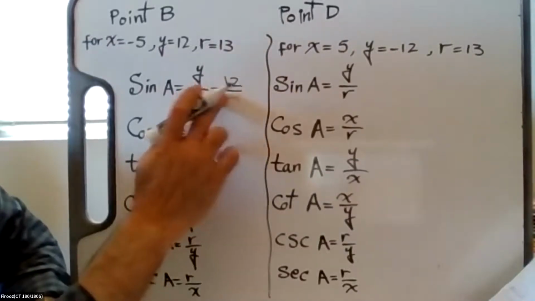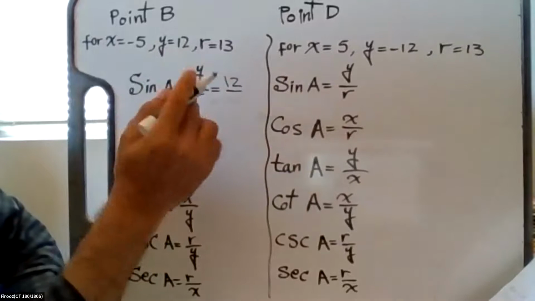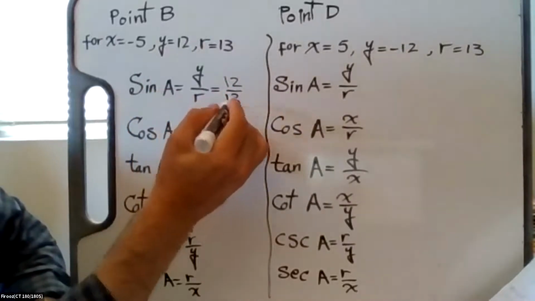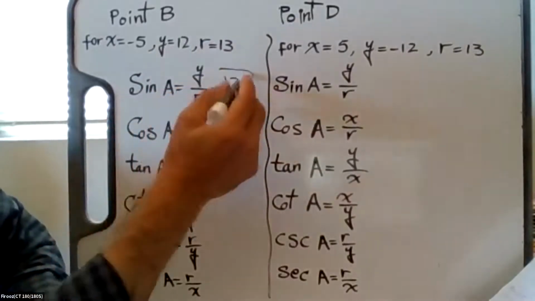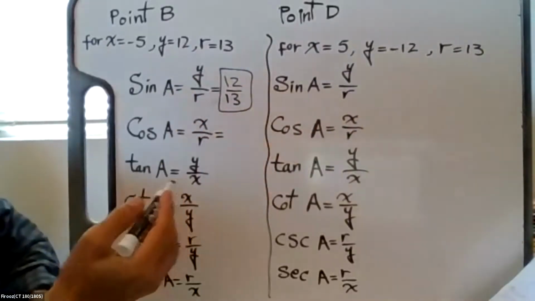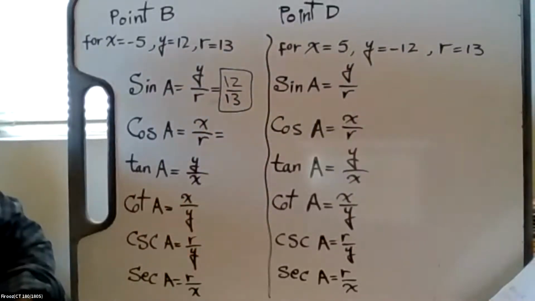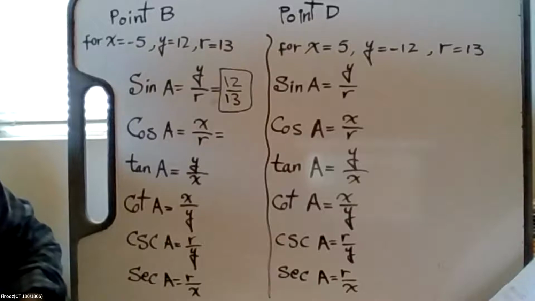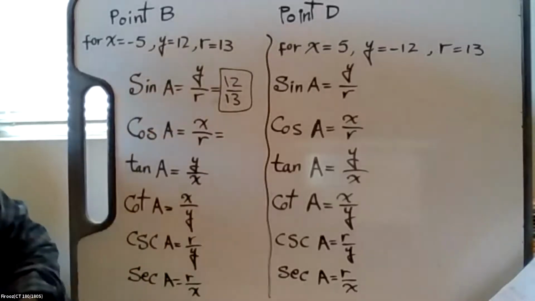Sorry, I take it back. Y is 12, R is 13, 12 over 13, sine A. These are so straightforward, so easy, probably that's why Professor and I realized you may not even need help. Maybe it's so obvious, but please interact and ask questions while I'm trying to explain.